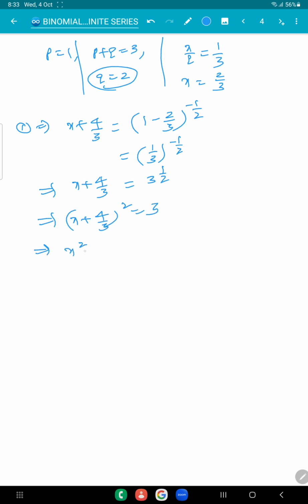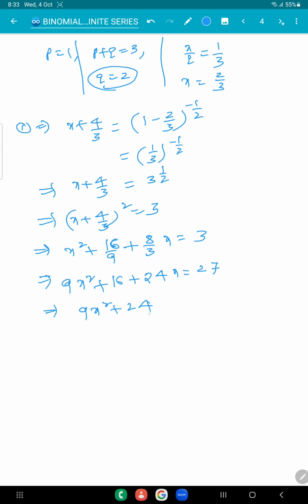(a plus b) whole square is a square plus b square plus 2ab, so x squared plus 16/9 plus 8/3 x is equal to 3. So 9x squared plus 16 plus 24x is equal to 27. That implies 9x squared plus 24x is equal to 27 minus 16, which is 11. It is done. The third question is also an easy question.